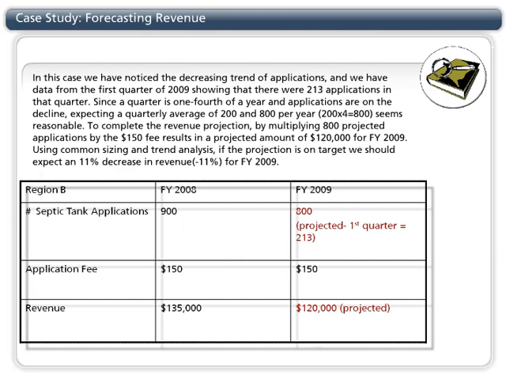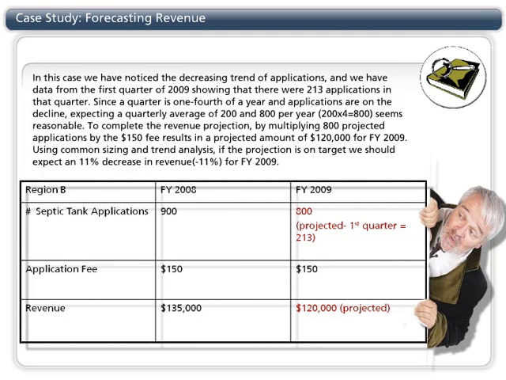In this case, we have noticed the decreasing trend of applications, and we have data from the first quarter of 2009 showing that there were 213 applications in that quarter. Since a quarter is 1/4 of a year and applications are on the decline, expecting a quarterly average of 200 and 800 per year seems reasonable.